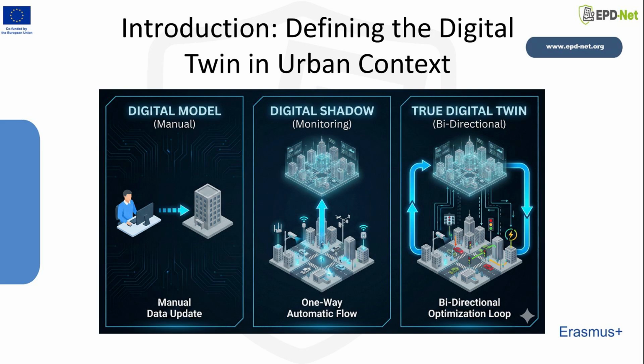On the right, the true digital twin. Notice the complete loop of solid arrows. The system not only monitors the city but can send automated responses back to the physical world. This bidirectional flow is the core definition of a digital twin.